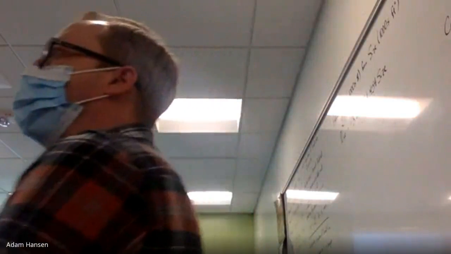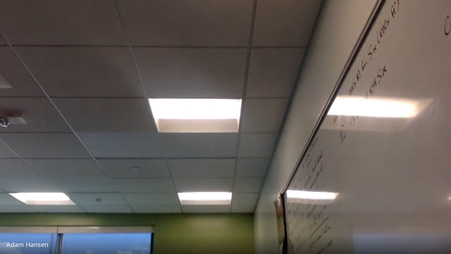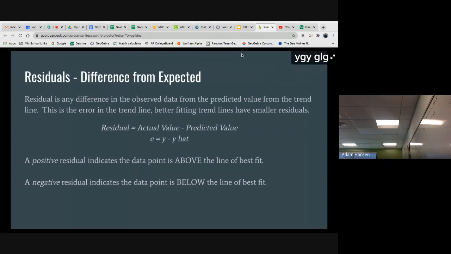All right. So we've talked about residuals. Residual is the error in our prediction. A residual is the difference from what I've expected based off of my trend line. The residual is any difference in the observed data from the predicted value from the trend line. Better fitting trend lines have smaller residuals. I'm trying to make that squared error as small as possible.